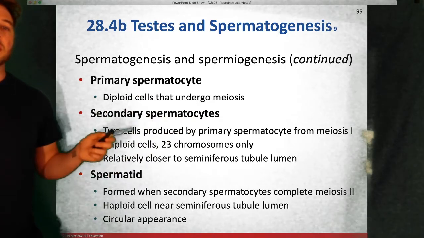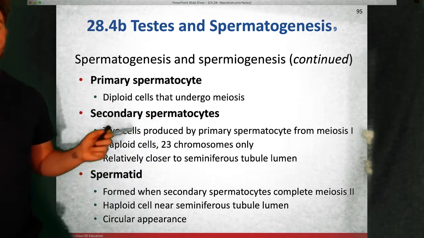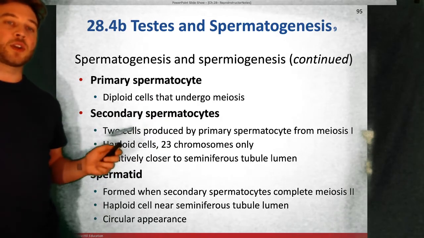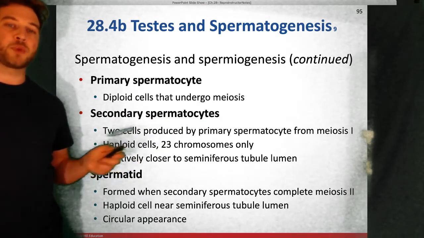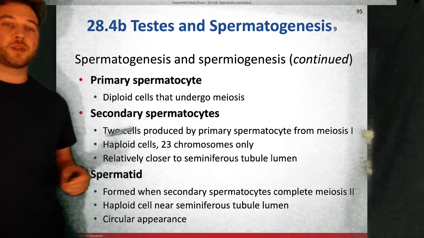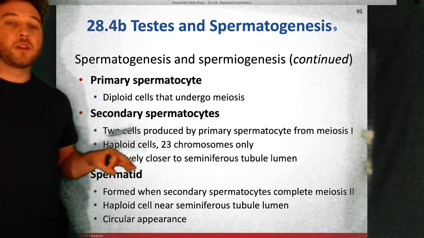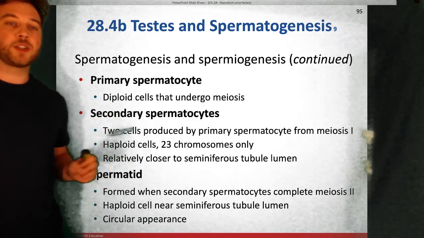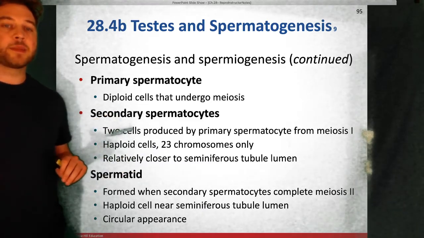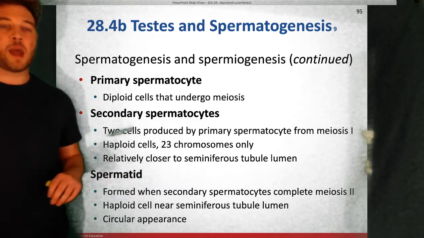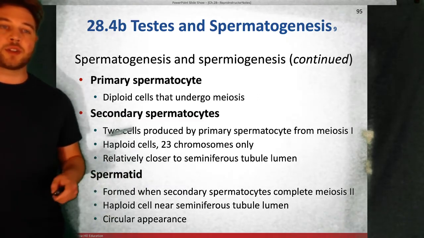Your primary can split into secondary spermatocytes, 2 cells produced by the primary spermatocyte from meiosis 1. These are then haploid cells, so they only have 23 chromosomes, relatively closer to the seminiferous tubule lumen, where they'll be developed. From the secondary spermatocytes, you have spermatids. This is formed when they complete meiosis 2. It is a haploid cell and has a circular appearance.